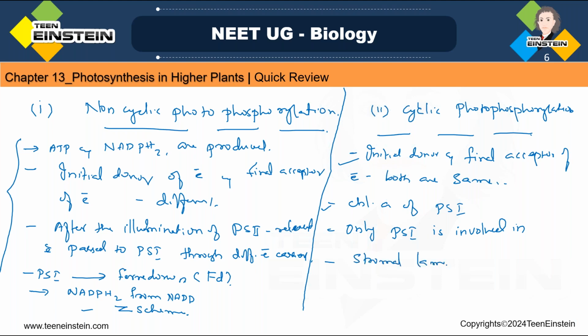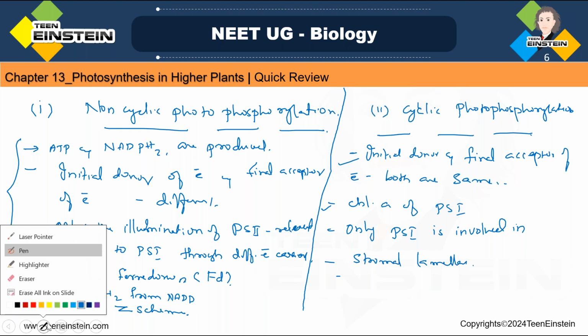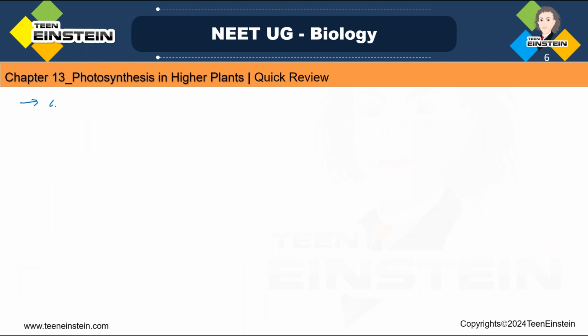Stromal lamellae, there it is taking place. We know the process of cyclic photophosphorylation occurs when the activity of PS2 is ceased. Some important points: when the cyclic photophosphorylation is taking place, the activity of photosystem 2 is ceased or stopped.